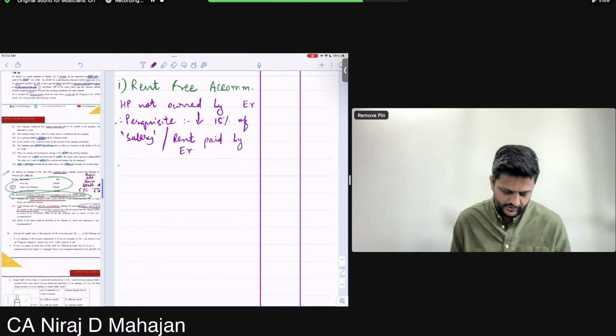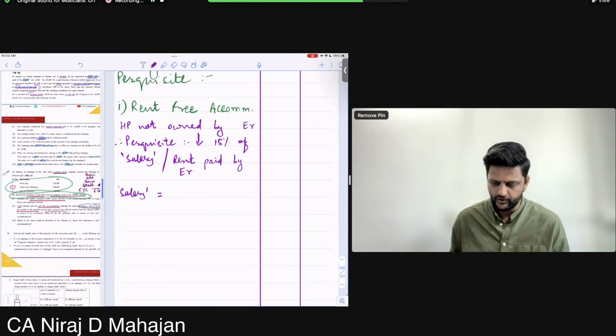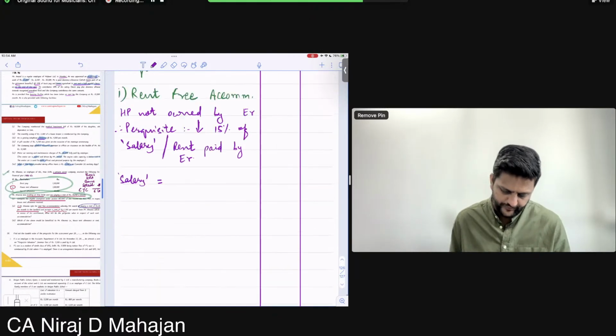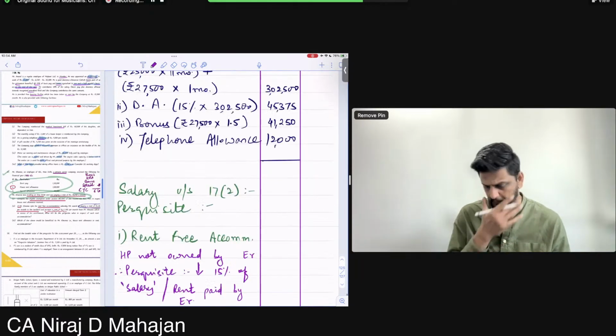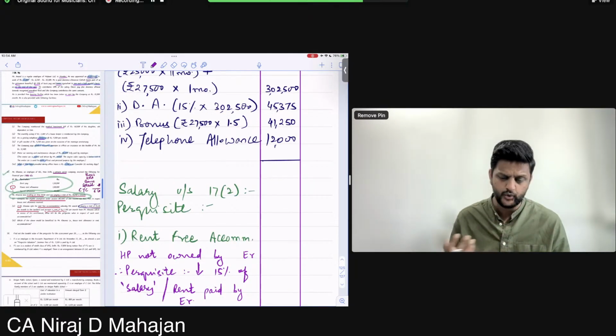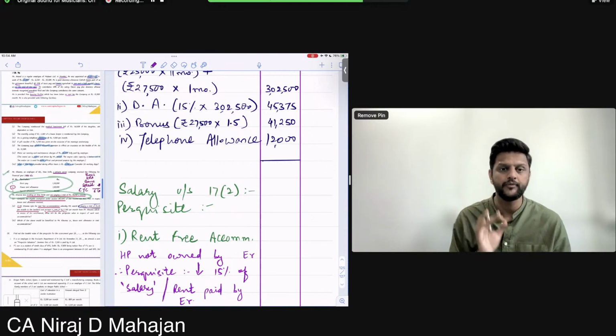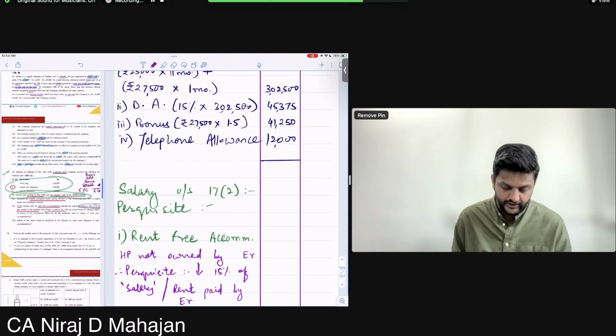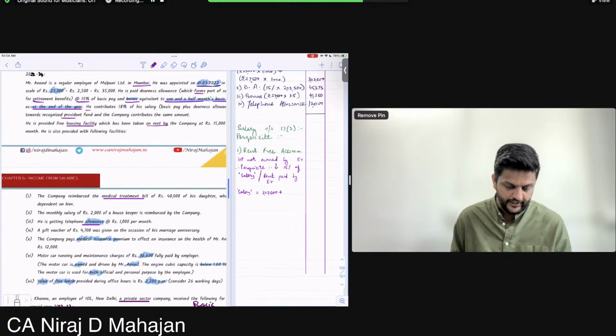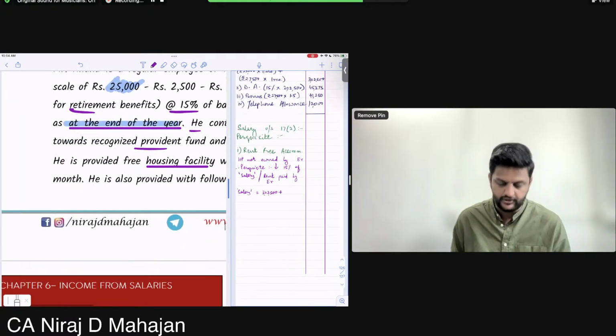First, can you find out salary for this purpose? For that, just look in the questions which you have already solved. 3,02,500. Is there DA in the question? Have they given which DA we are taking? DA has to be forming part of retirement. Have they given in the question that it forms part of retirement? Yes, it forms part of retirement. So yes, we will take DA fully.